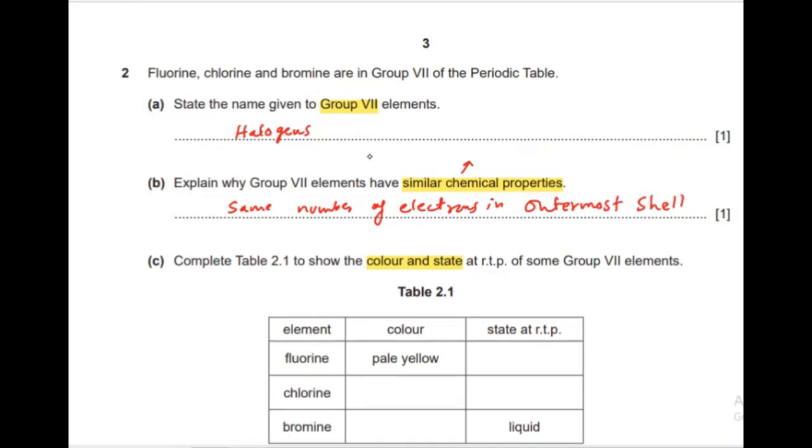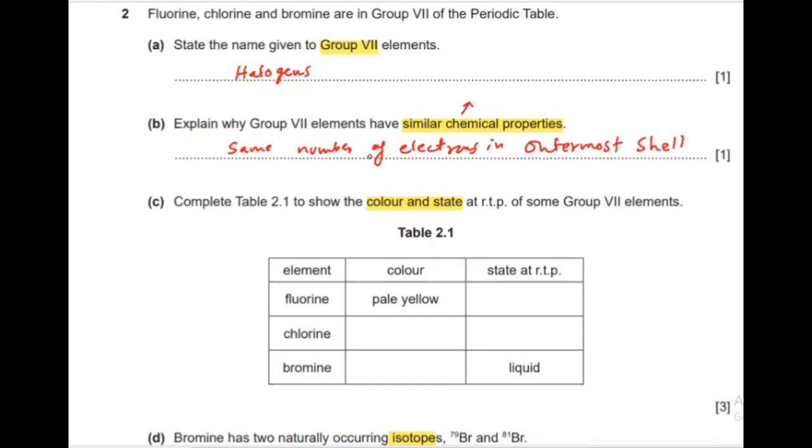Okay. The next thing is you have to write down the color and state of group 7 elements. You know that group 7 contains fluorine, chlorine, bromine, iodine, and astatine. So the first two elements are gases. Bromine is a liquid at room temperature, and the rest two elements are solids.